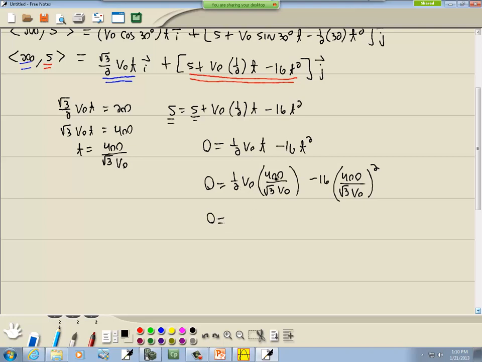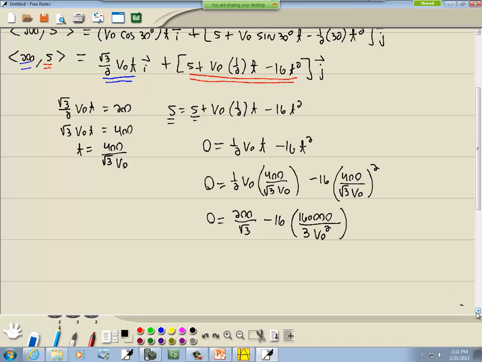Well, the 1/2 and the 400, that becomes 200. V naught's going to cancel, so that gives us 200 over square root of 3 minus 16. Let me double check that. Okay, yeah. Minus 16 times this, that gives us 1600. So that means 4 zeros. Square this, that becomes 3. Square that, that becomes v naught squared.